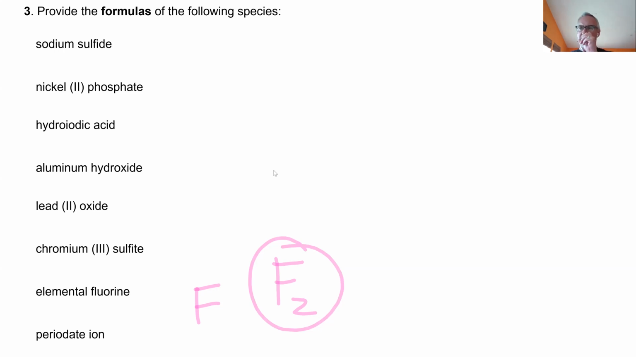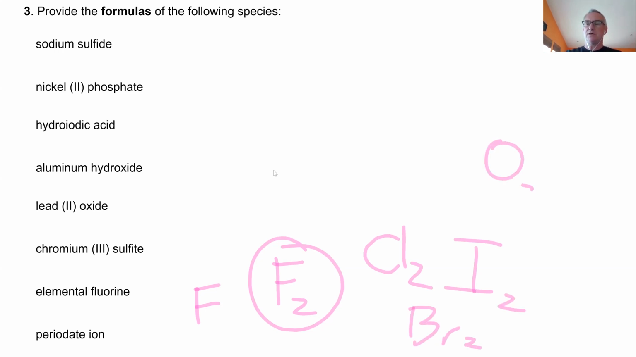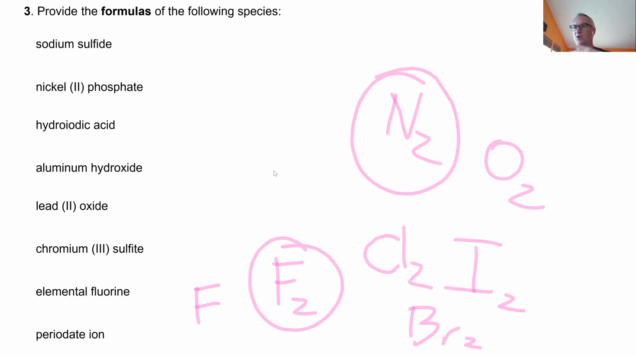And we'll find out that chlorine is Cl2, and iodine is I2, and bromine is Br2, and oxygen is O2, and nitrogen is N2. Do you see a pattern? Almost all gases, with the exception of the noble gases, are these diatomic compounds. And we'll go over how we form those a little bit later.